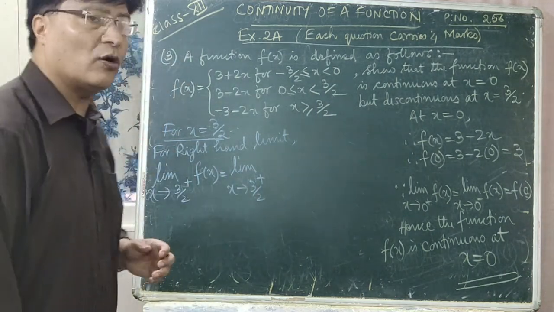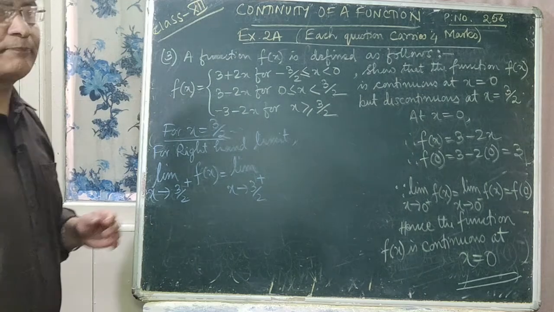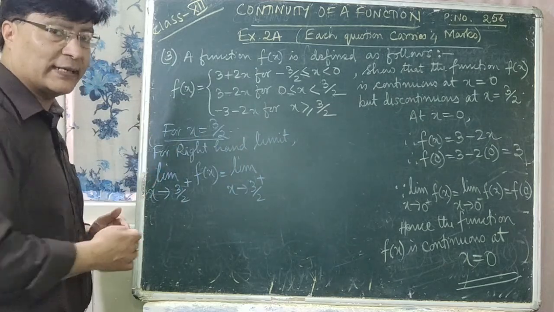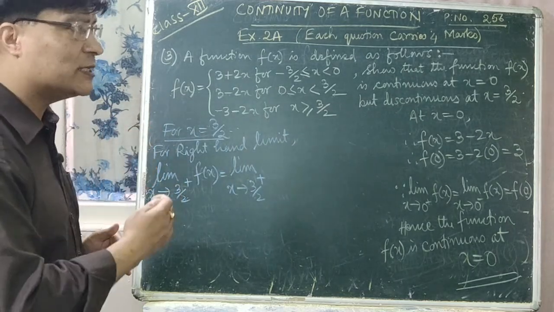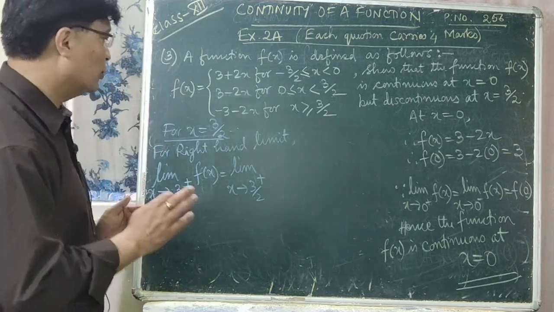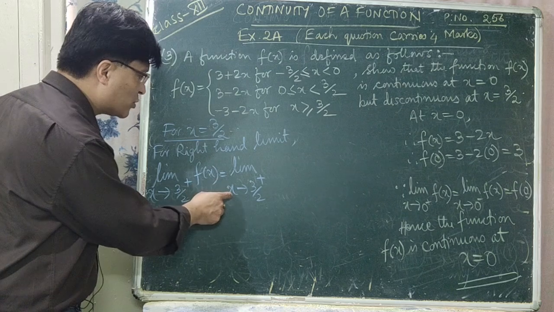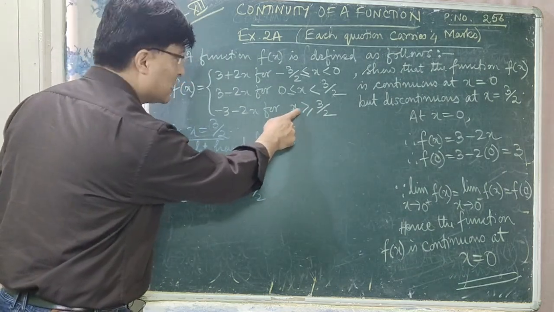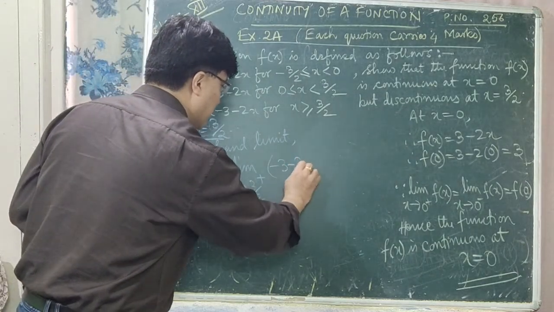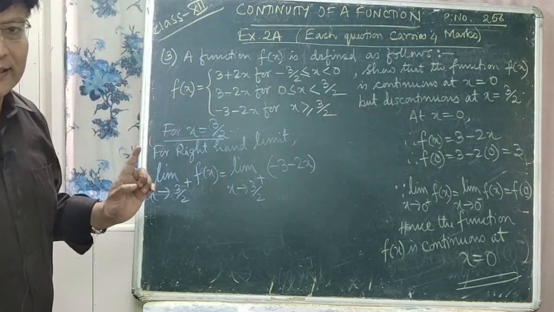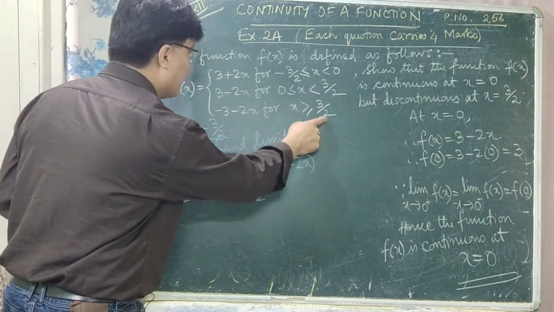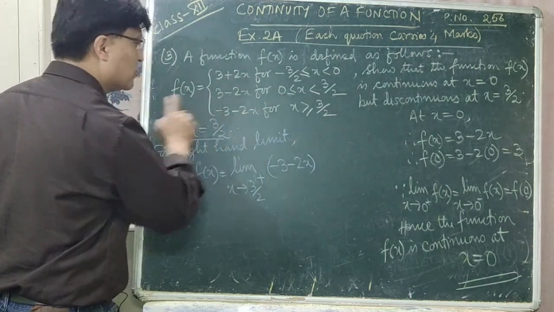So what is the meaning of x tends to 3 by 2 plus? That is, x is approaching towards 3 by 2 from the right hand side, and on the right hand side of x is equal to 3 by 2, all the values of x are greater than 3 by 2. So what is the value for f of x when x is greater than 3 by 2? Here, x greater than 3 by 2, f of x is equal to minus 3 minus 2x. Is that clear to all of you? Because in the question it is given that when x is greater than 3 by 2, f of x is equal to minus 3 minus 2x.